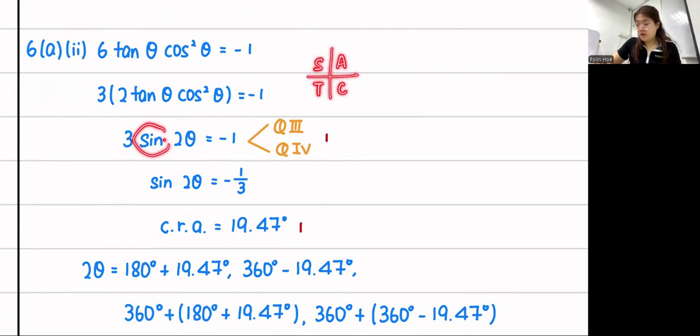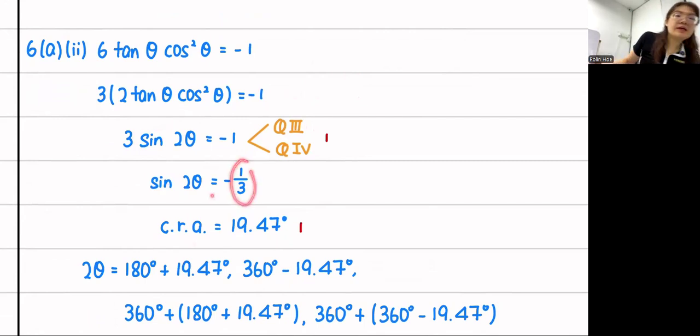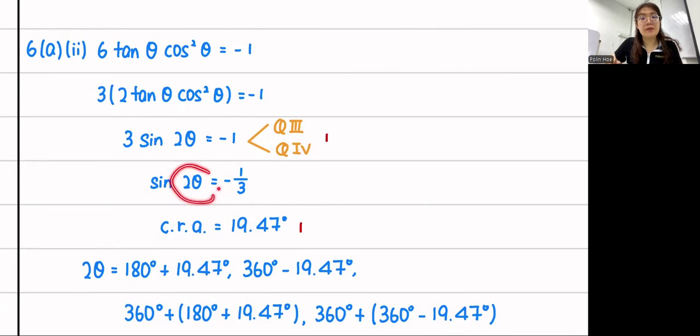Sine is negative, quadrant 3 and quadrant 4. Okay, quadrant 3 and quadrant 4. Corresponding reference angle, you have to type shift sine 1 over 3. Don't type the negative because the negative is to tell you which quadrant your 2 theta falls in. I got my corresponding reference angle equals to 19.47. This is my 2 theta.